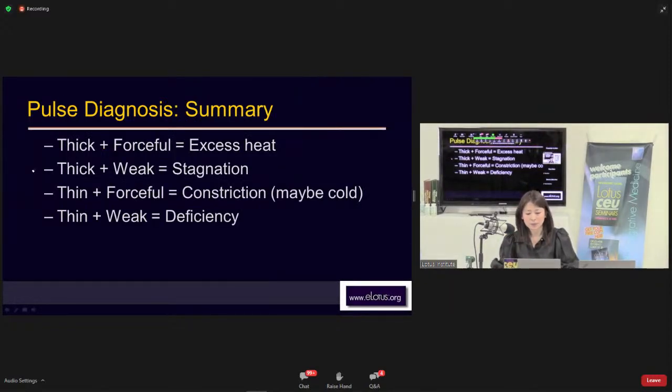Okay, so all in all for today, it's best if you can remember that thick and forceful is excess heat. Thick and weak is stagnation. Thin and forceful is constriction, most likely due to cold. And thin and weak equals deficiency. If you master these four already for each position, I would say you've got half of the puzzle figured out for pulses, because the rest are just terminology and more sophisticated, detailed knowledge that will come to you later. But at least you should get this big picture.